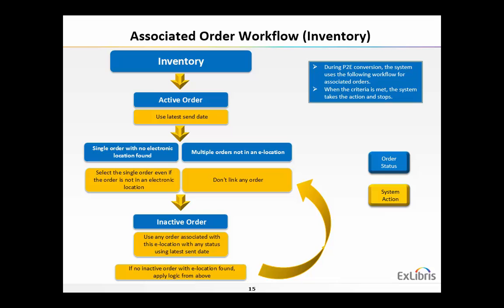In the event that the system finds one or more active orders, it will select the order with the latest send date. If a single order with no electronic location is found, the system will select the single order even if the order is not in an electronic location. If there are multiple associated orders, which are not in any location specified as electronic, the system will not select any order at all.